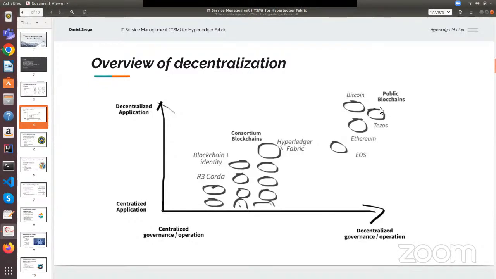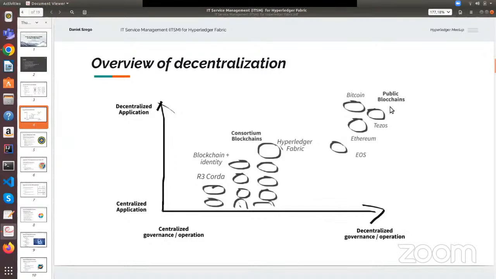We have the public blockchains, for instance. Bitcoin is very, very decentralized as an application. And if you consider the governance and operation, it is very decentralized, but it's difficult to get a consensus among the people running nodes. For instance, there's always a very tough discussion about whether a hard fork should be carried out, and so on. And in Bitcoin, this whole decentralized governance and operation is not supported by Bitcoin itself. It should be done by different chats or other IT instruments.